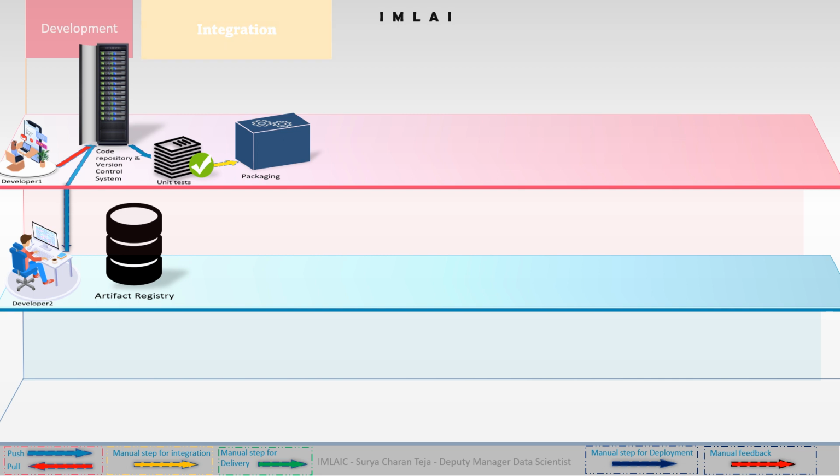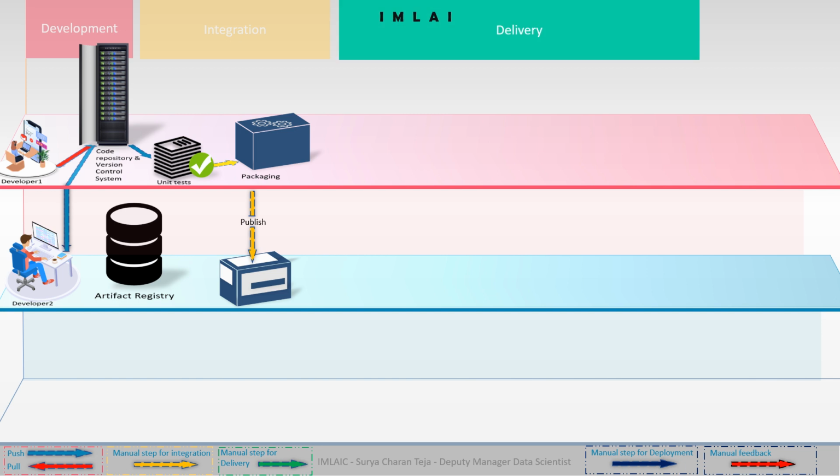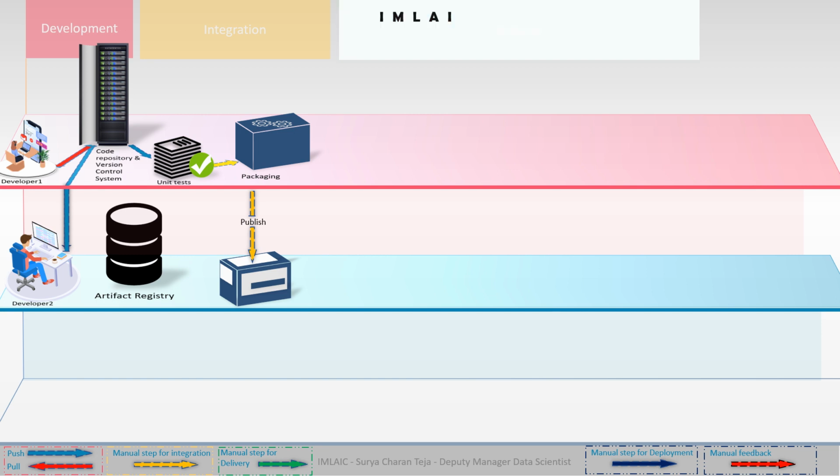Now it's time to publish this package, push it into the artifact registry. So now we are pushing this package back into the artifact registry. So now you have a safe place to store your packages. That is our artifact registry. So the integration part of DevOps is done. Now it is time for delivery.